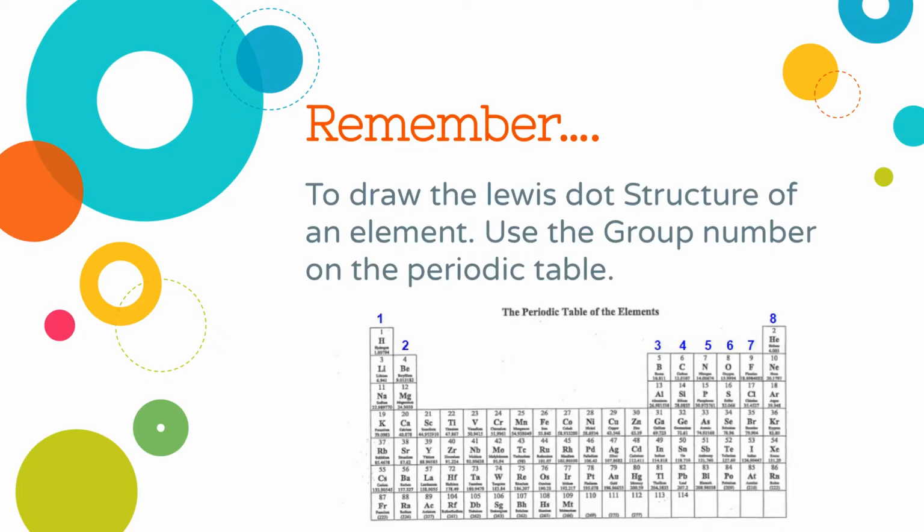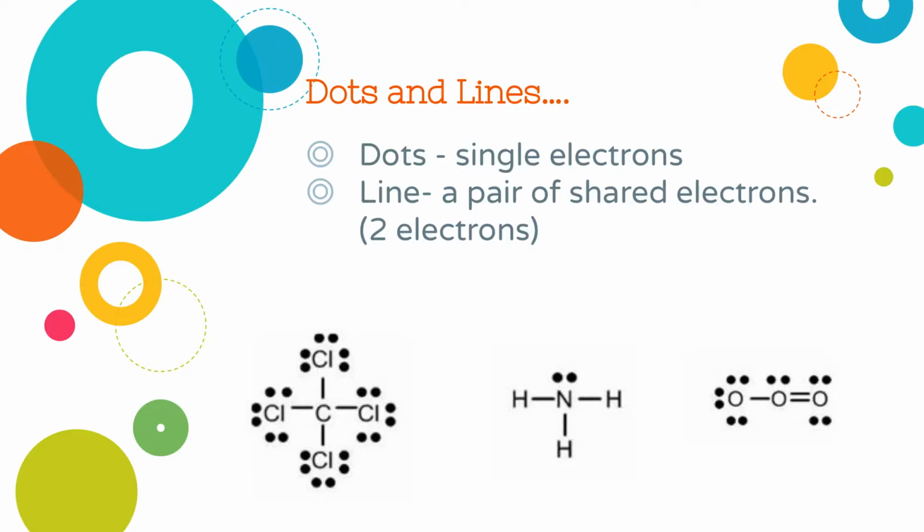So if you remember, to draw the Lewis structure of an element, you use the group number on the periodic table, because that group number tells you how many valence electrons each group has. In covalent bonds, Lewis structures are represented by dots, which represent single electrons, and a line that represents a shared pair of electrons, so 2 electrons. In carbon tetrachloride, there are 4 groups of shared electrons, and each chlorine has 3 sets of lone electron pairs.